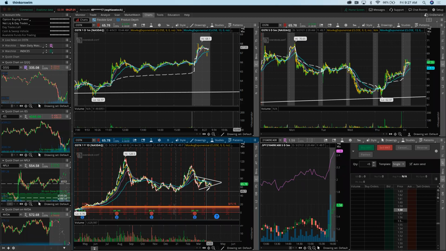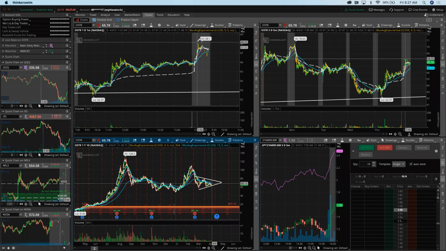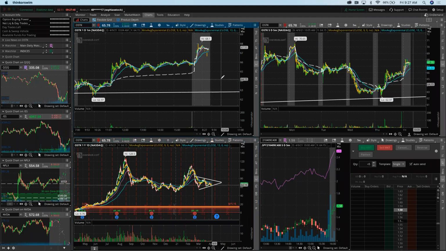which is, hold on, let me get back to it. Which is 68.16. So I'm watching for those two levels, right? Breaking 68.16. Depending on how it looks when it breaks, I might take that to around 70. And then if it breaks the resistance at 70, there's a lot of space to the upside.